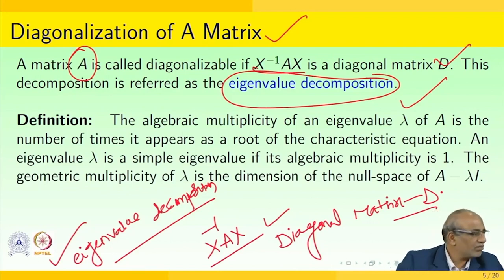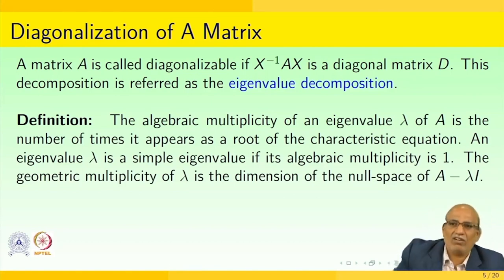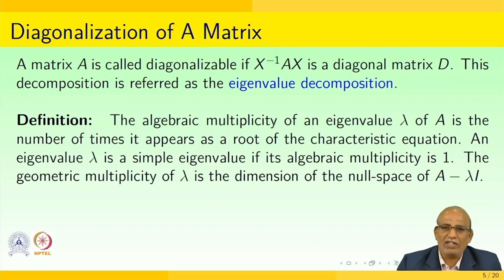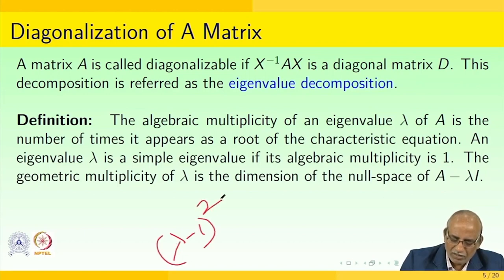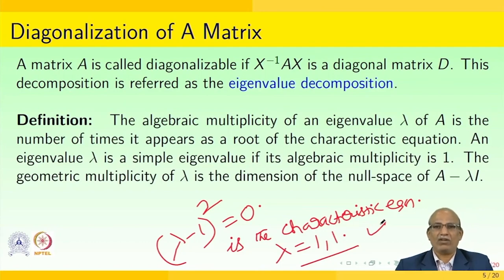Now, let us formally define how you compute the eigenvalue decomposition. For that, we need the algebraic multiplicity. Let us define the algebraic multiplicity of an eigenvalue lambda of A. The algebraic multiplicity of an eigenvalue lambda of A is the number of times it appears as a root of the characteristic equation. For example, if lambda minus 1 whole square is the characteristic equation, then lambda is equal to 1, 1.